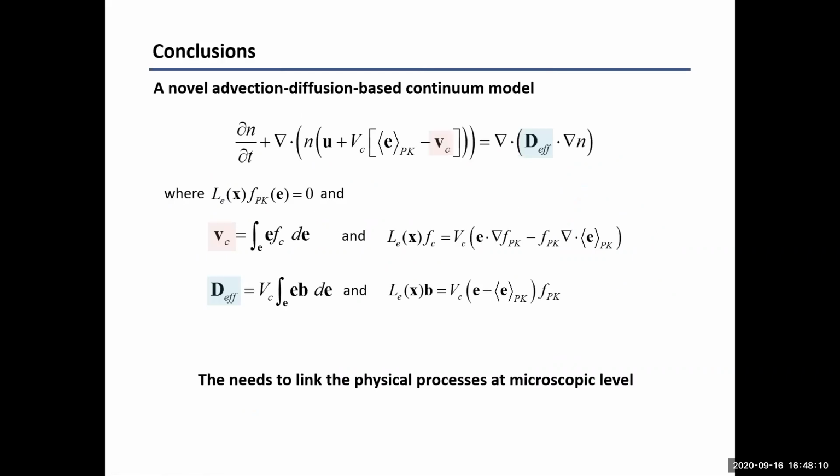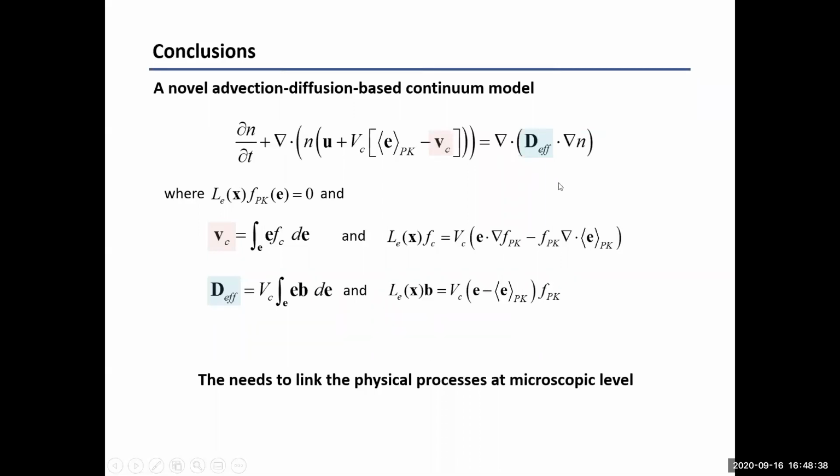So basically what we have done is that we have derived a new form of an advection-diffusion equation based on the local information of the flow. What it means is that if you know the local vorticity or local shear rate or local strain rate, then you can solve this Fokker-Planck equation locally. And you can use this solution to calculate the others, V_c and D_eff.